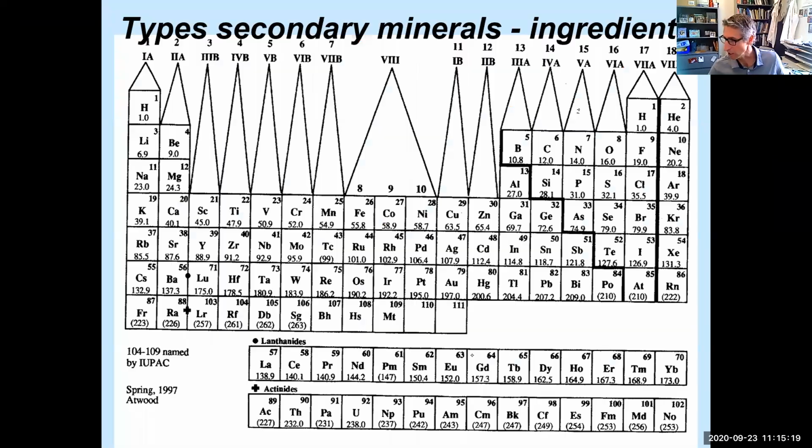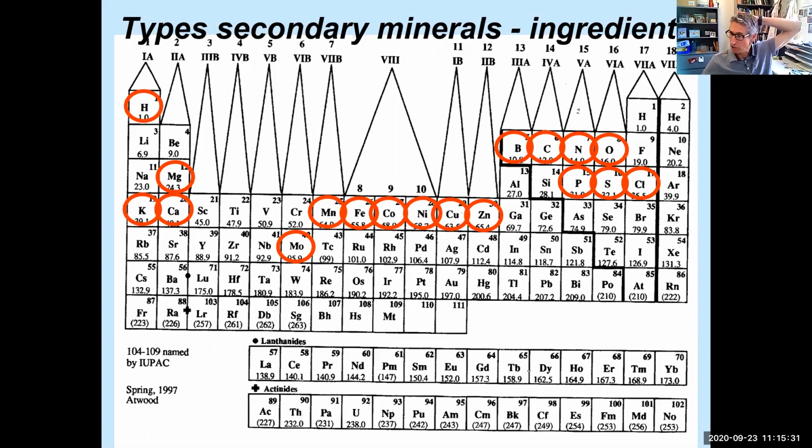Okay, so types of secondary minerals depend upon the ingredients, and these are the common materials that we're going to find in the soil environment. Those are the 18 plant essential nutrients. Most of those are ones that are given to plants by the weathering of rocks and minerals.